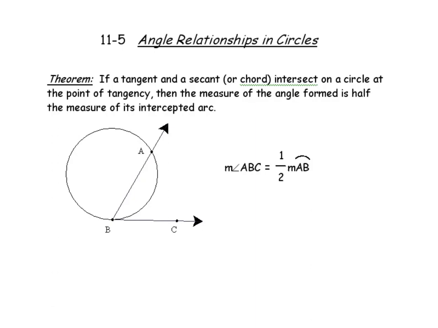It says if a tangent, here it is, BC, and then a secant or a chord intersect at a point of tangency, there it is, B, then the angle that it's formed, angle ABC, is going to be 1/2 of that arc that it intercepts, AB.